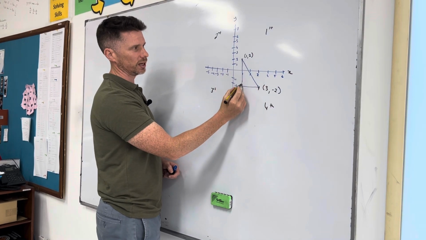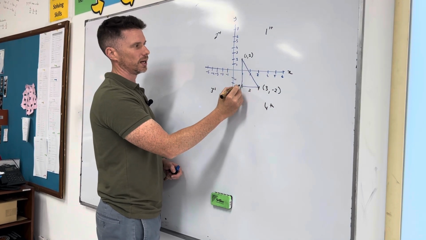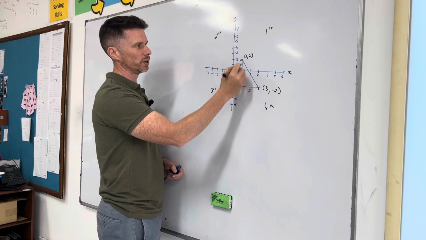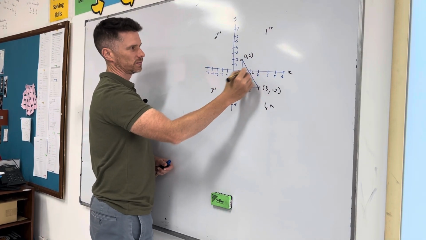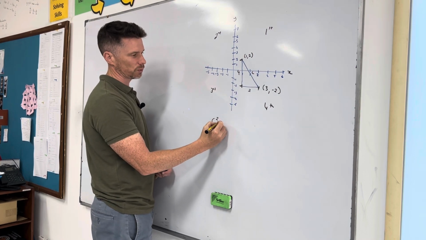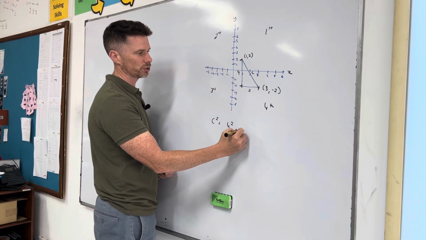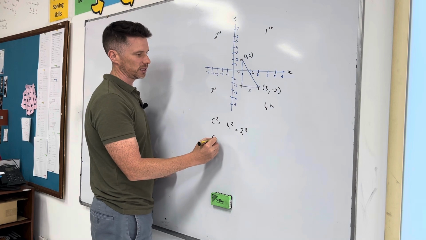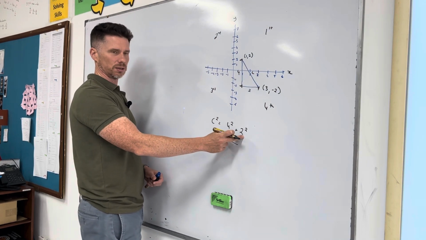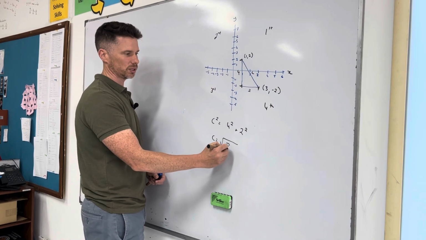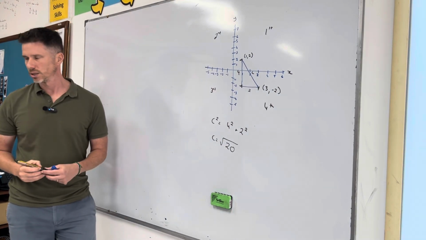Well, we can just use the scale. That's a jump of 2. And between here and here is a jump of 4. So to get this distance, I would say c for the hypotenuse, c squared is 4 squared plus 2 squared. And c then is the square root of 16 plus 4, which is 20. So the square root of 20 will be what c is.